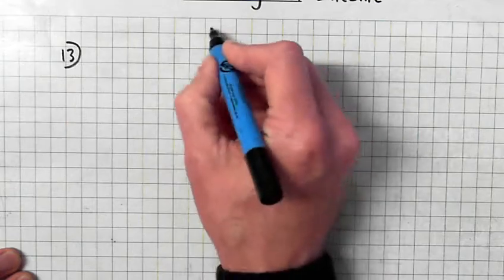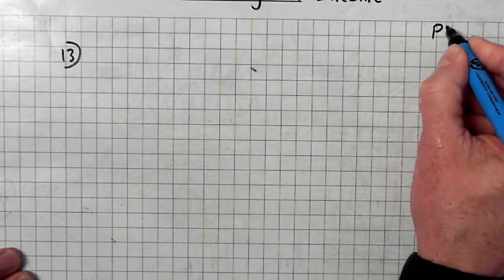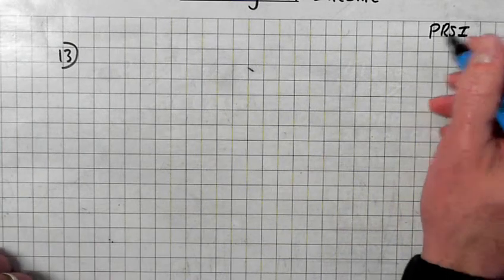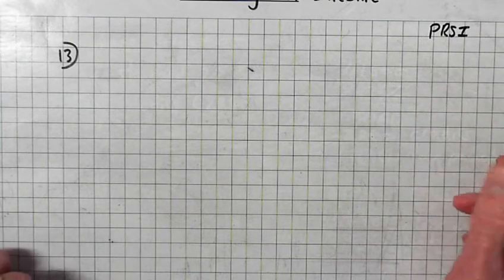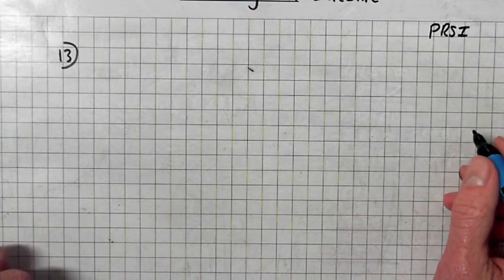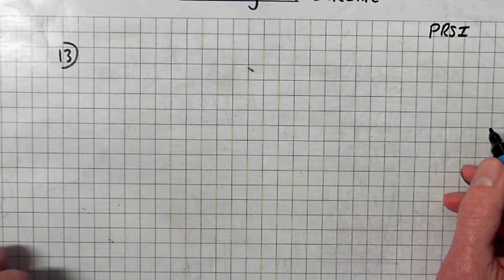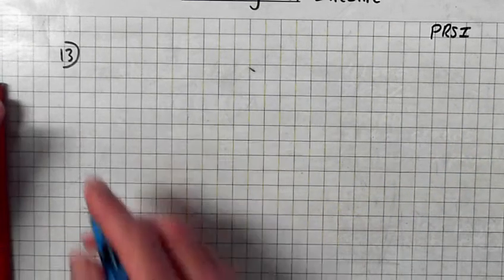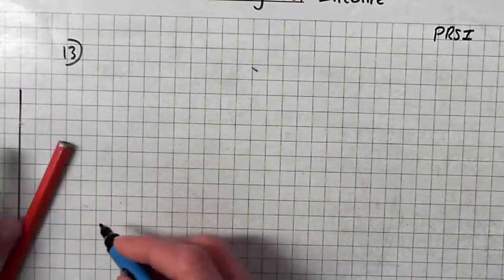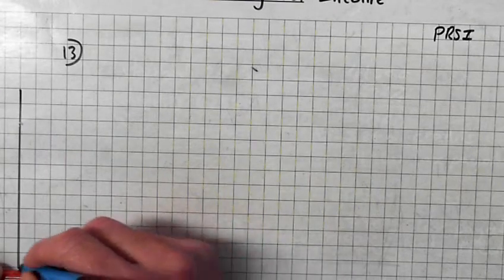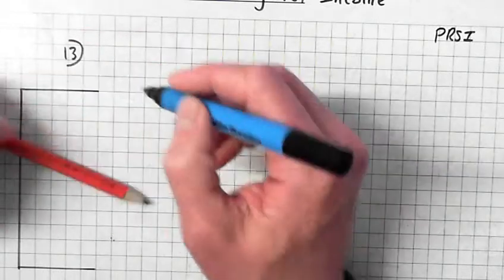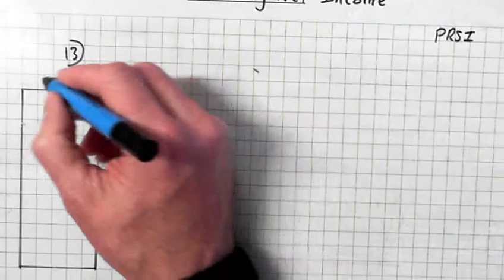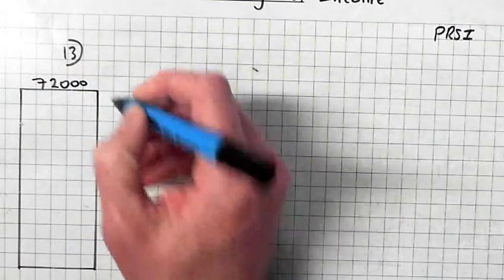So question 13 includes PRSI as well. So we have to do PRSI calculations as well. You take off the PRSI at the end, and you calculate it on the gross amount that the person earns. Right, Connor has a gross income of 72,000. So what we'll do is we'll draw it as a barrel. Alright, so 72,000.